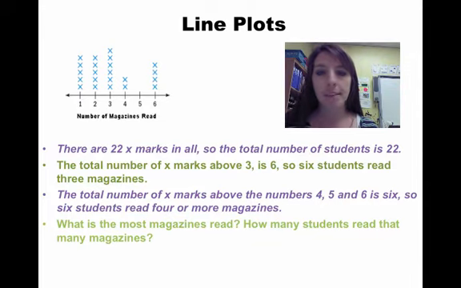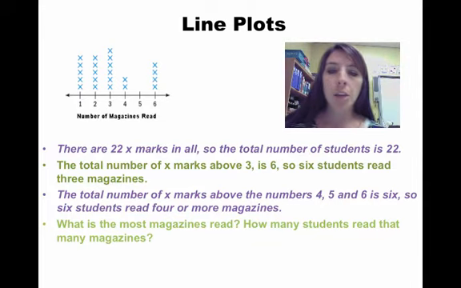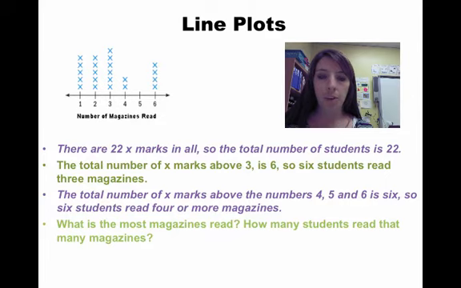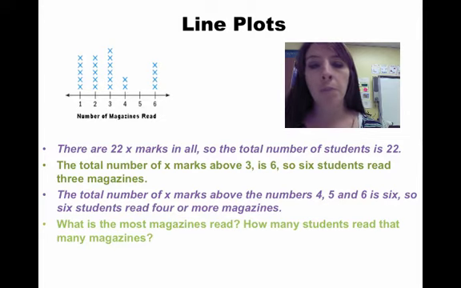Alright, line plots. So we're going to start with line plots. You only need to write down the question at the bottom, the very last thing. Everything else is just an example. So this is a line plot to show the number of magazines that a class read. There are 22 X marks in all, so the total number of students in the class is 22.